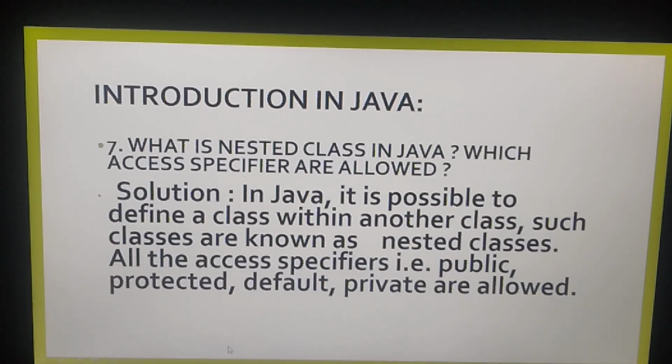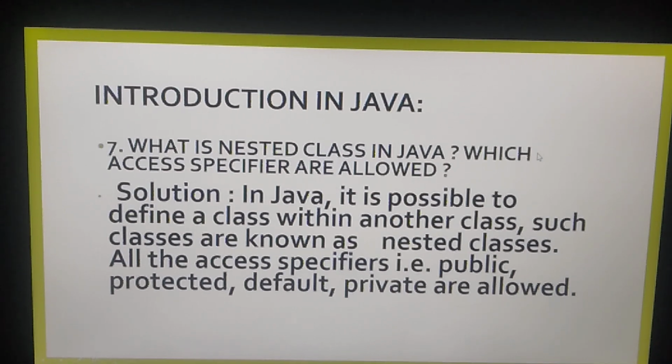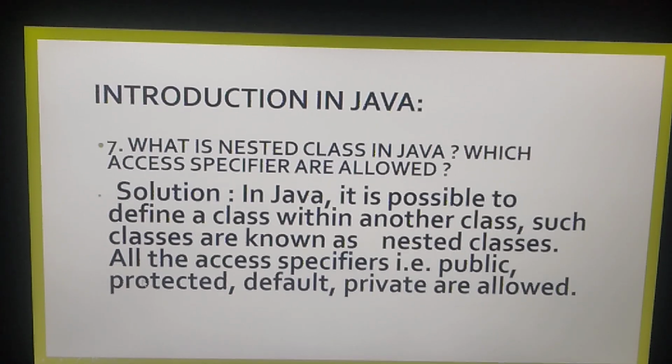7 number question is, what is the nested class in Java? Which access specifiers are allowed? Solution: in Java, it is possible to define a class within another class. Such classes are known as nested classes. All the access specifiers, for example public, protected, default, private, are allowed.